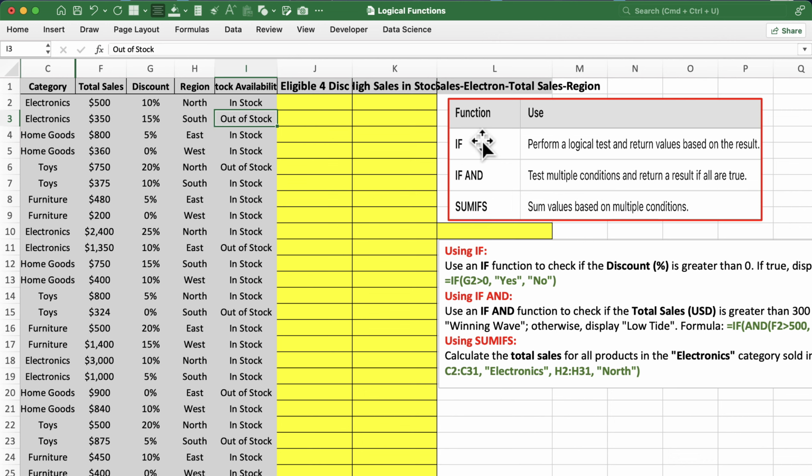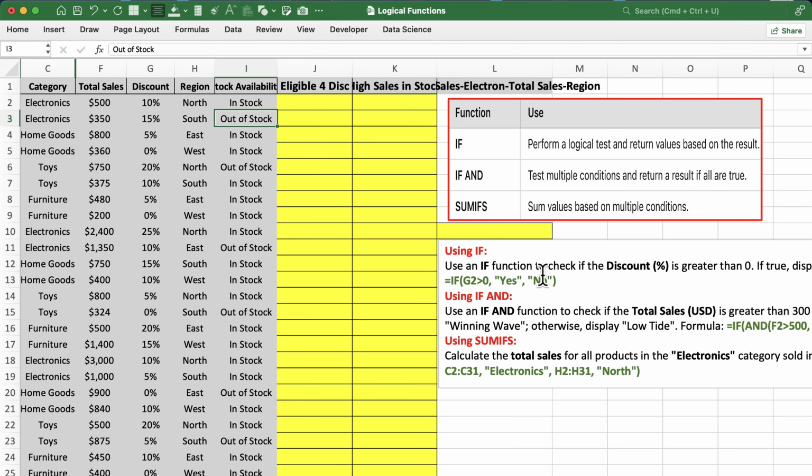I will be discussing these logical functions: IF, AND, and SUMIFS. IF function is used to perform a logical test and return values based on the result. AND tests multiple conditions and returns results if all of them are true. And SUMIFS sums values based on multiple conditions. So here is our first question, which is about applying IF function.